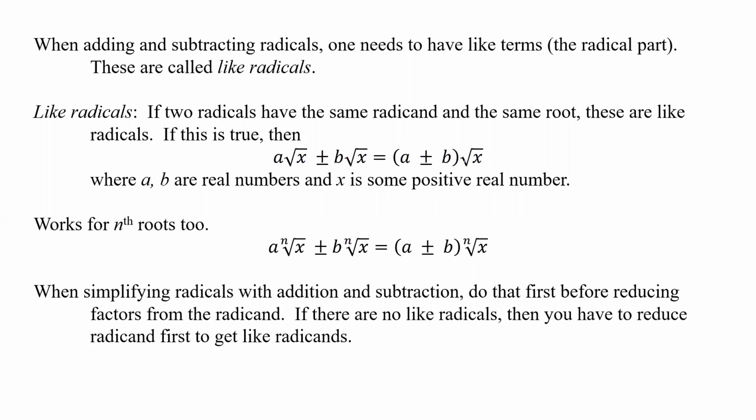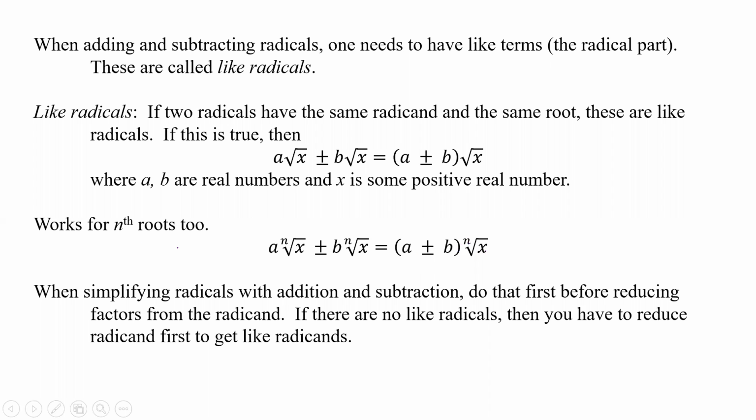So we can go ahead and add them or subtract them, or if they're variables themselves, we can leave them as variables, but we take a plus b or a minus b and then times the radical x. Now here a and b are real numbers and x is some positive real number, because we have x under the square root. Now this works for the nth root too. So a times the nth root of x plus or minus b times the nth root of x is equal to a plus or minus b times the nth root of x. Now remember, when we have odd values for n, we can have negative numbers for the x, and that's going to be a key to remember.